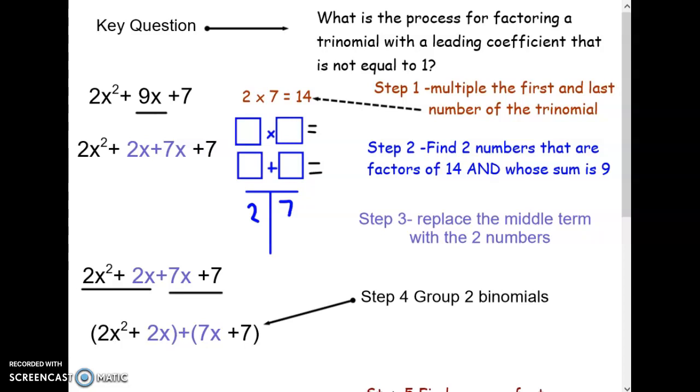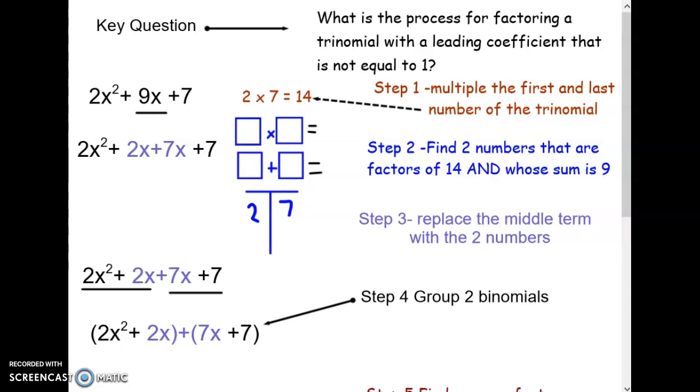Welcome to Lesson 1 of Unit 1B. This is a continuation of the last video that you saw. This one is where we're going to practice factoring trinomials with a leading coefficient that is not equal to 1. And there's a few more steps to this.